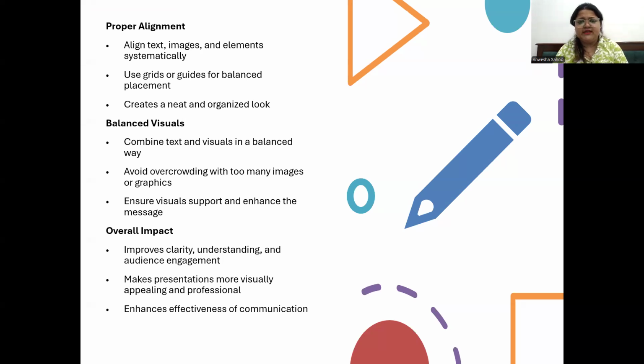So don't make your slide too flashy, too much of pictures, too much of graphs, too much of tables. Just balance between the two. So it will improve clarity, understanding, and audience engagement. It will also make your presentation more visually appealing and professional. See, if your presentation looks more appealing, more professional, the audience you are presenting to will easily connect to you and adopt whatever you are telling, and they will finally understand whatever you are trying to present to them, ultimately establishing effectiveness of the communication.